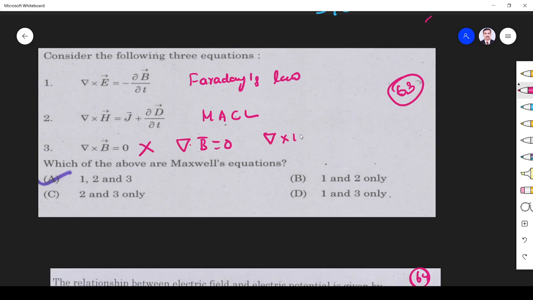Del cross H is equal to JC plus JD. If you multiply by mu on both sides, it will become del cross B is equal to mu JC plus mu JD only, not 0. So this is not right. 1 and 2 are right. Okay.